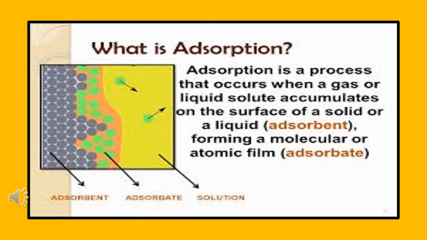So, students, we can define adsorption as a process that occurs when a gas or a liquid solute accumulates on the surface of a solid or a liquid, forming a molecular or atomic film. So, adsorption is the concentration of some gas molecules on the surface of a solid or on the surface of a liquid.